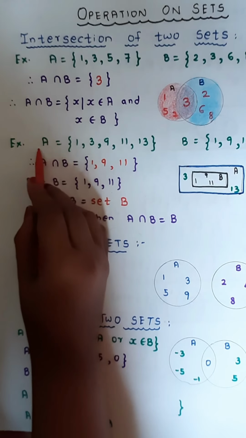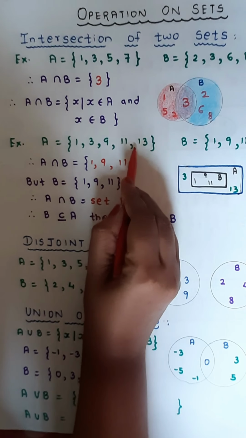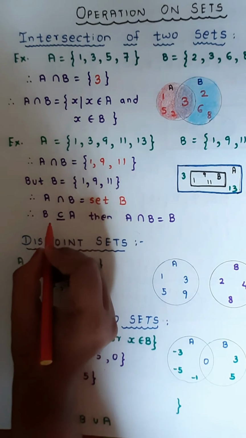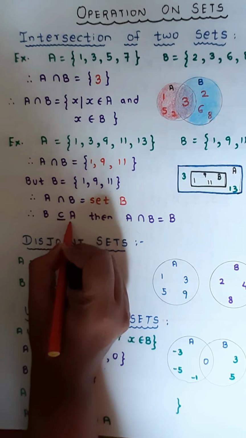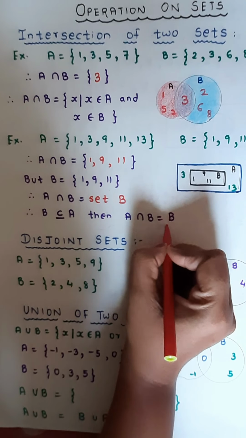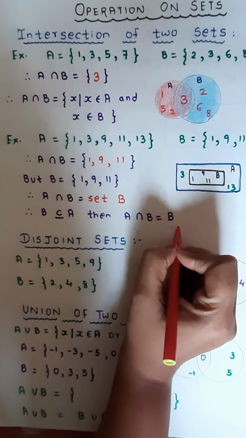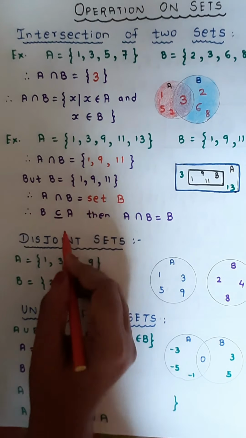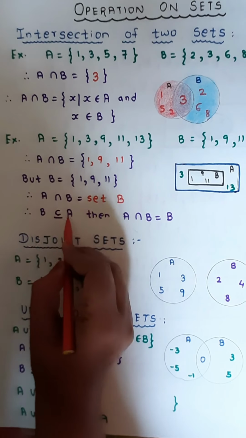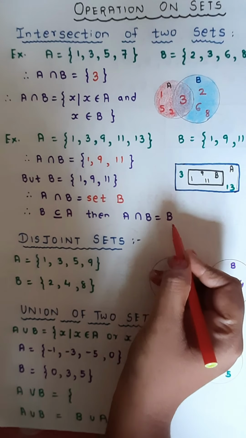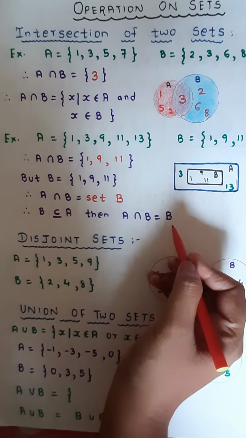Suppose I give a question, write the subset of A. Then you can write it as 1, 9, 11. So I can also say that B is a subset of A. Then A intersection B is equal to the set B itself. Such questions might come in the exam. The sets will be given. You have to verify whether B is a subset of A and whether A intersection B is equal to B or not equal to B.